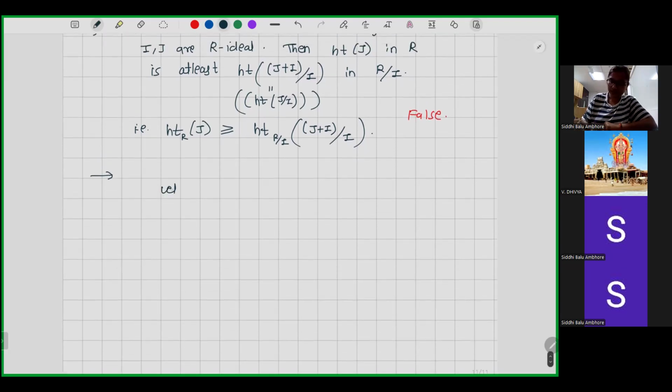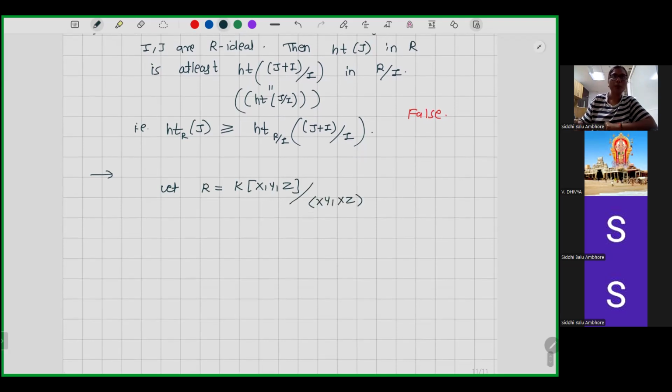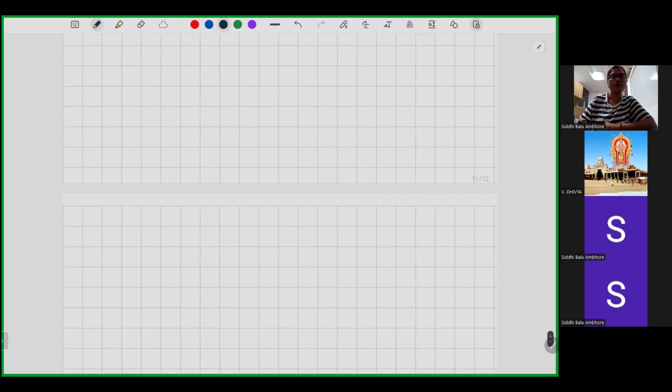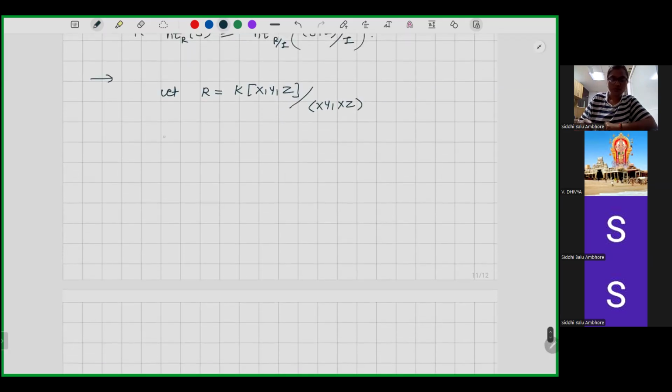So let us consider this ring R equal to K[X,Y,Z] quotiented by (XY, XZ). And let I be the ideal (Y, Z) in R, and J be the ideal (X) in R. Okay, so the ideal (Y, Z) in R.